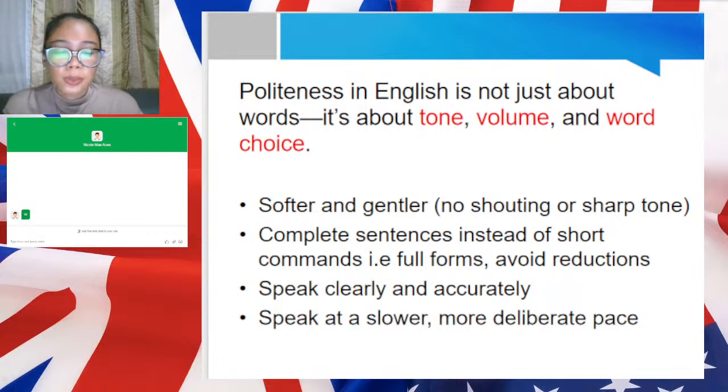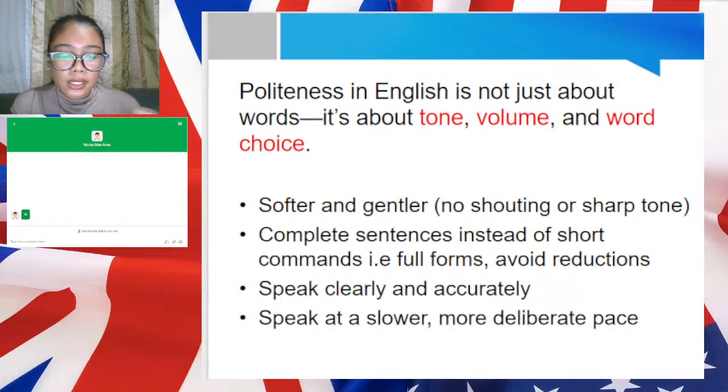Third, speak clearly and accurately. Being clear in your communication shows respect for the other person's time and understanding, because when you mumble or use vague language, it can really be frustrating to the other person, and it does not come across as very considerate. So you speak clearly and accurately.